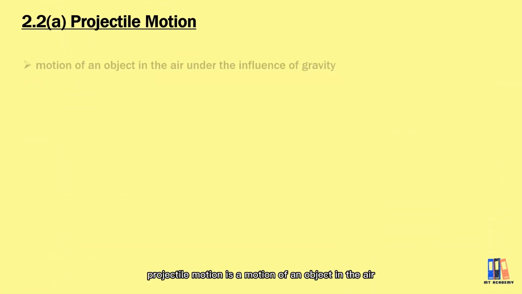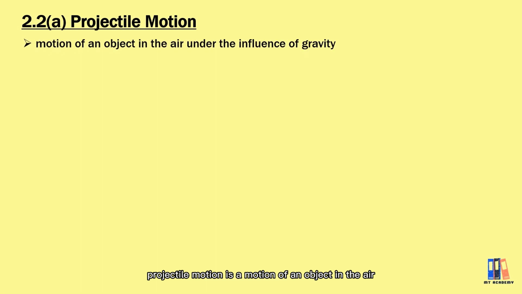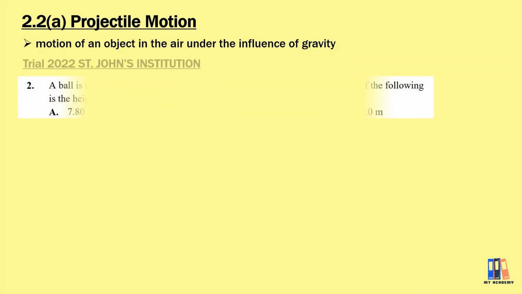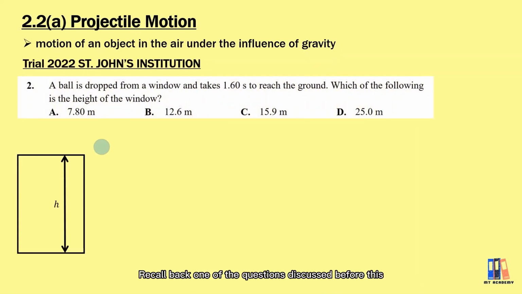First of all, projectile motion is the motion of an object in the air under the influence of gravity. It can be considered as the extension of the linear motion that we have learned in the last video. Recall one of the questions discussed before this, which is from the trial paper of St. John Institution. Linear motion only involves motion in a straight line.